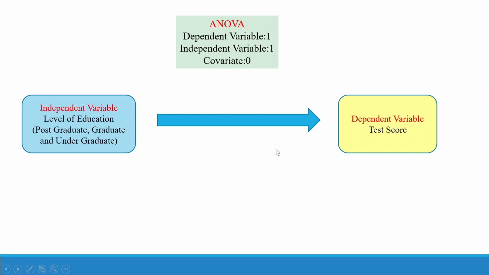Before we proceed further, let's understand the family of ANOVA. The basic ANOVA starts with one dependent variable, one independent variable, and zero covariates. So here, the independent variable, that is level of education, is discrete. It consists of postgraduate, graduate, and undergraduate. The dependent variable is test score. The objective is to study the effect of level of education on test scores. This is ANOVA.